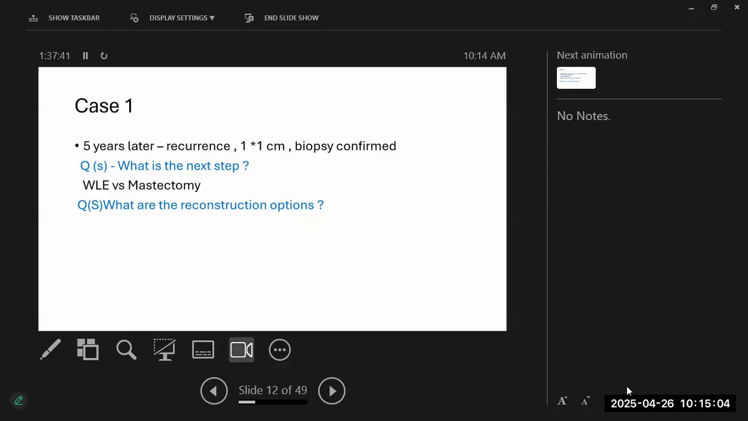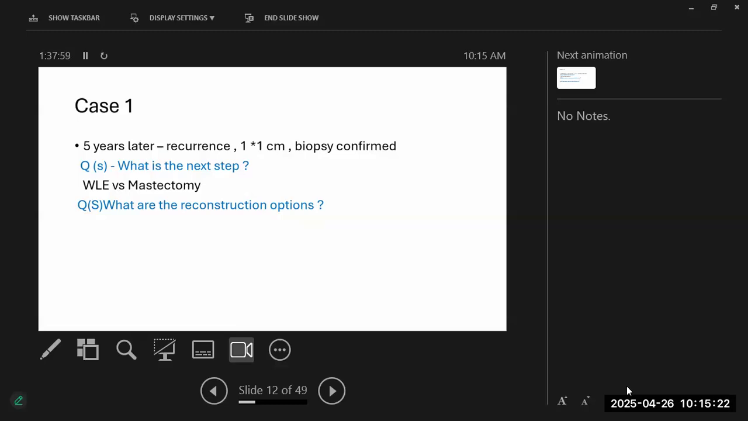Sometimes we are doing this for smaller breasts, and if they don't have enough tissue in the abdomen, then there's going to be a problem. You will have to have an implant plus an LD flap anyway.